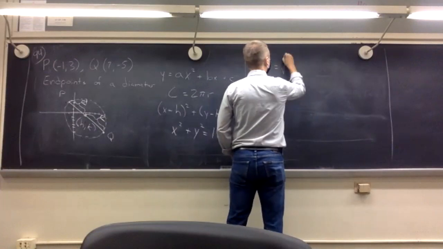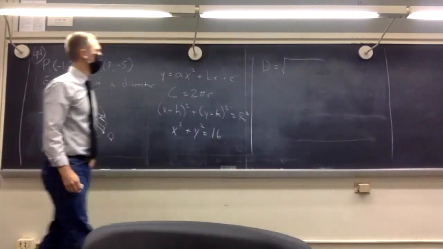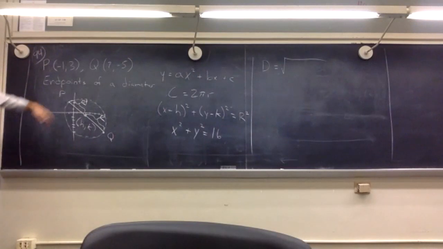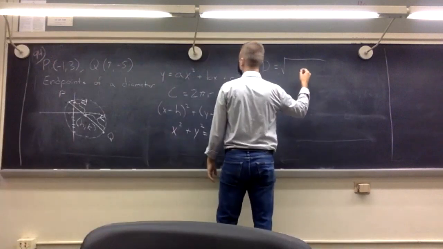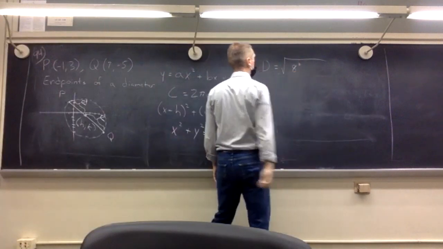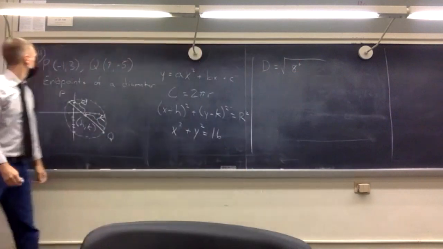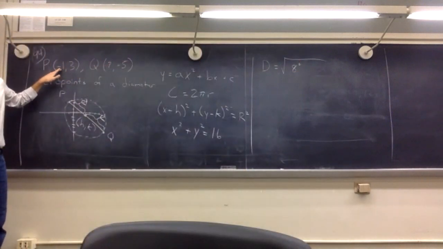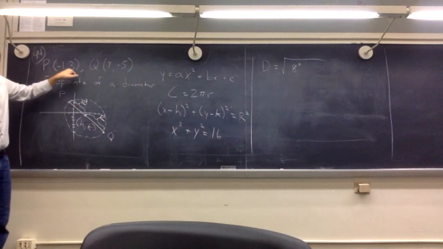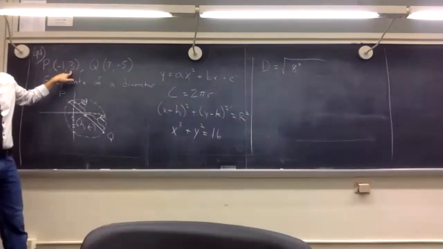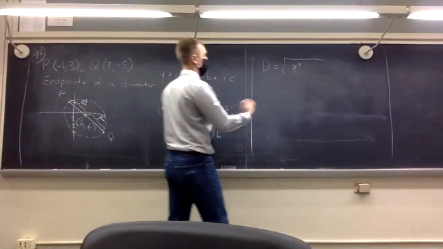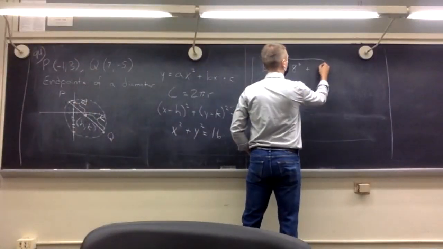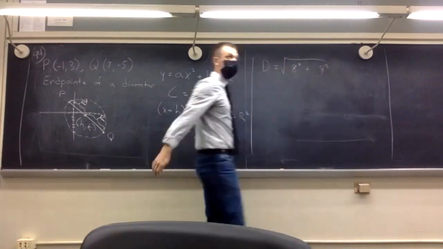We're going to take the square root of this. We're going to take the difference of these x's. 7 minus negative 1 is 8. And we're going to square it. Then we're going to look at the distance between the y's. Negative 5 minus 3 is negative 8. But then we're going to square it, so it doesn't matter if we're positive or negative. I hope that's okay.